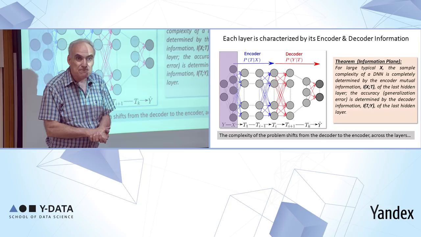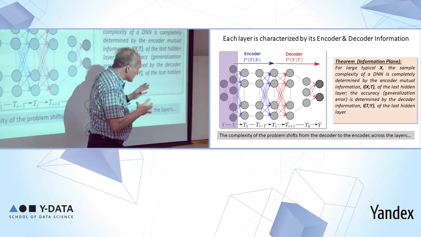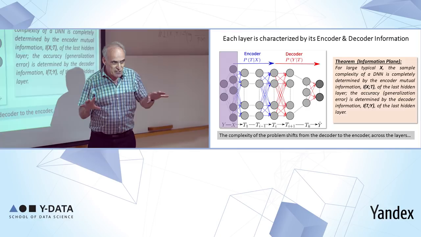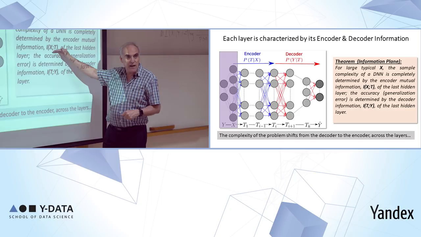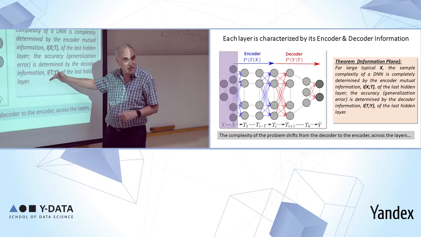What I'm saying here is something different, it's not a communication problem at all, it's a learning problem. But I'm telling you that the generalization error and sample complexity are eventually determined by only these two numbers: how much mutual information there is in the last layer encoder, and how much mutual information there is in the last layer decoder.